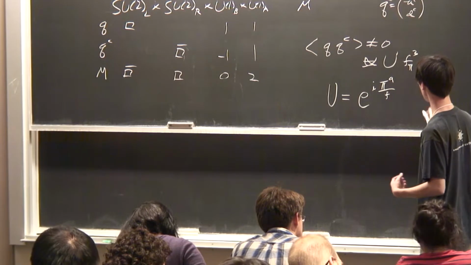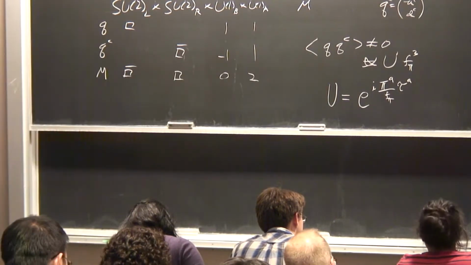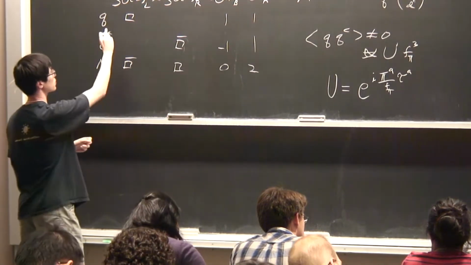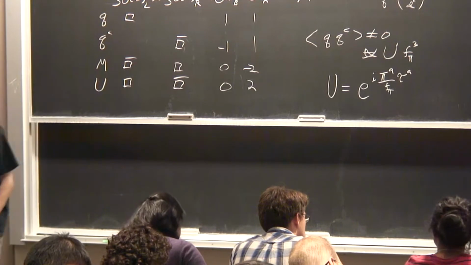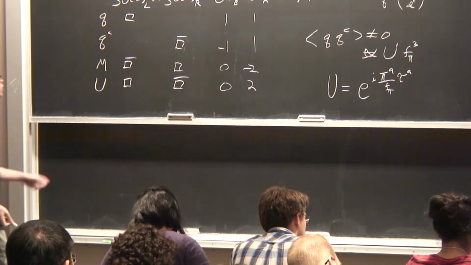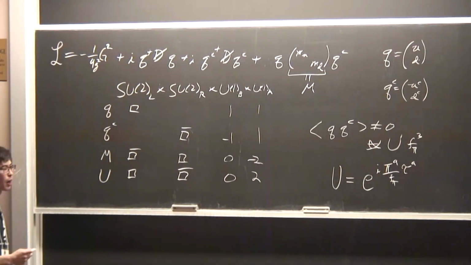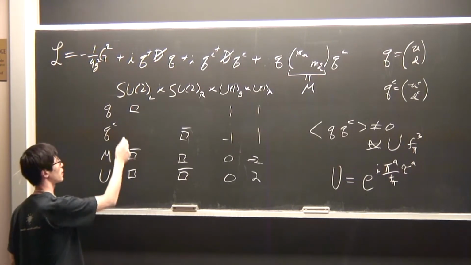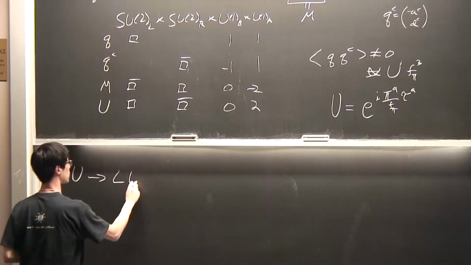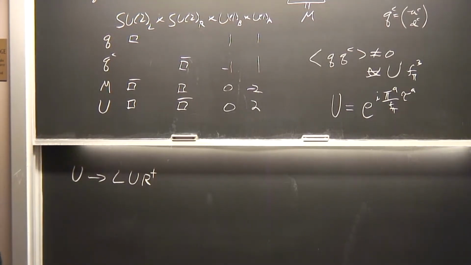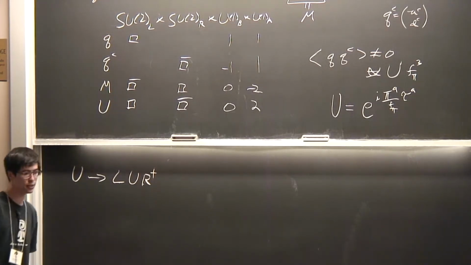The typical way of writing it is U equals e to the i pi^a tau^a over f_pi. And how does U transform? You can read it off from here: U transforms under left and right. You'll notice that U breaks U(1)_A entirely, so there's one Goldstone there. It breaks these two down to the diagonal. Under left and right, U goes to L U R dagger. These are both unitary transformations, and if you set L equal to R, U doesn't change.